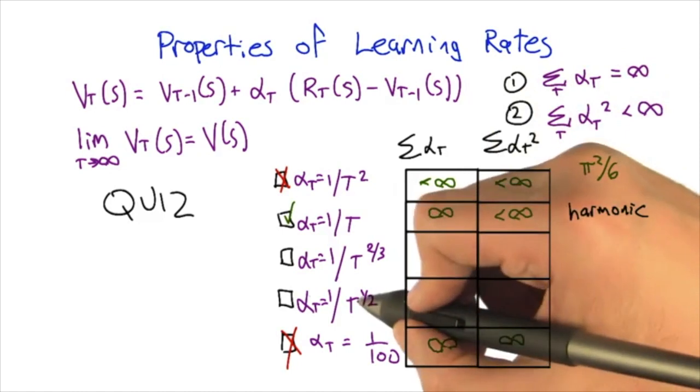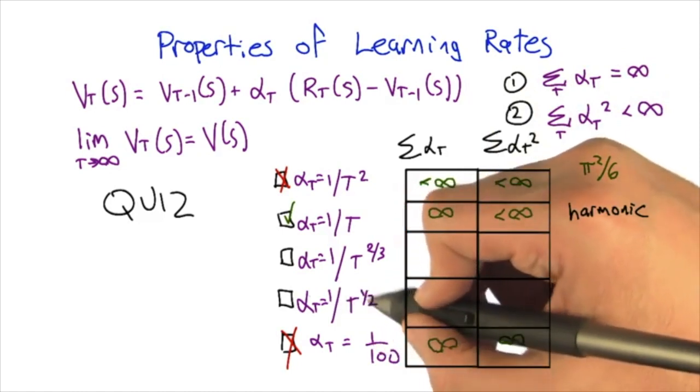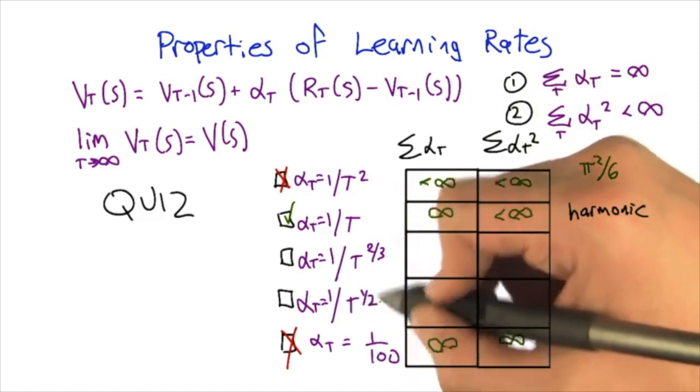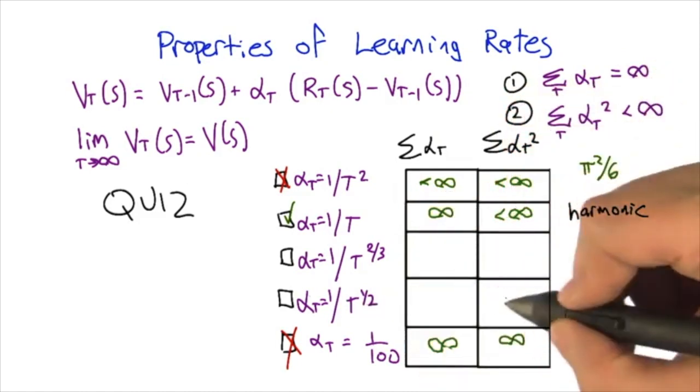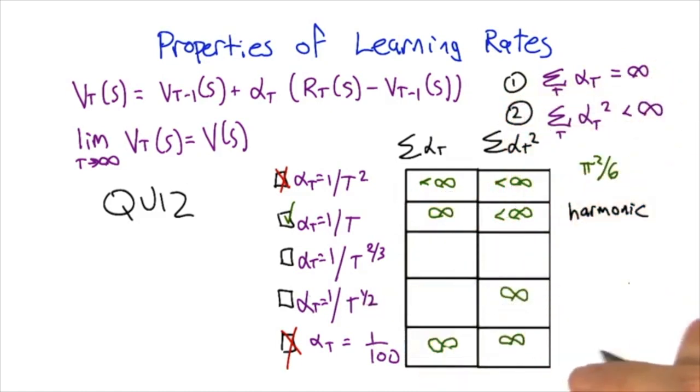One of these boxes we've actually figured out, because this 1 over t to the 1/2, or the square root of t, if you square that, that's 1 over t. So this squared box has to be the same as this one. So that's infinity. And actually, that tells us the answer for this one even before we figure out the rest.